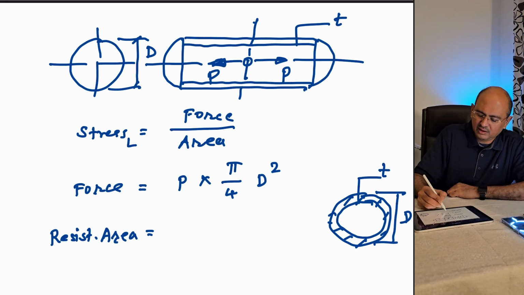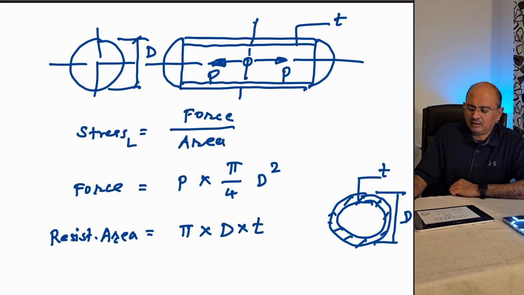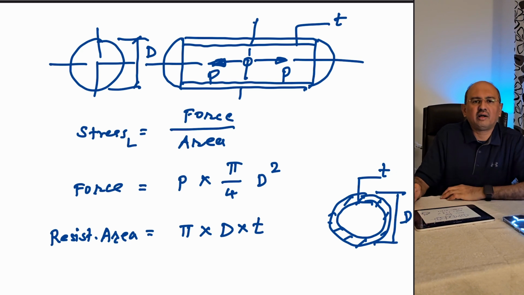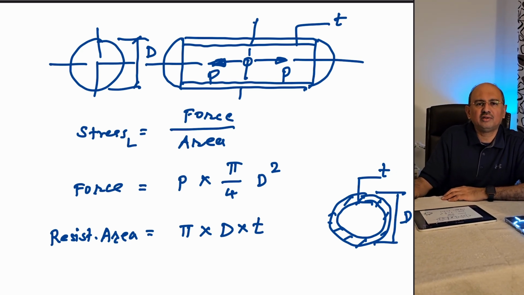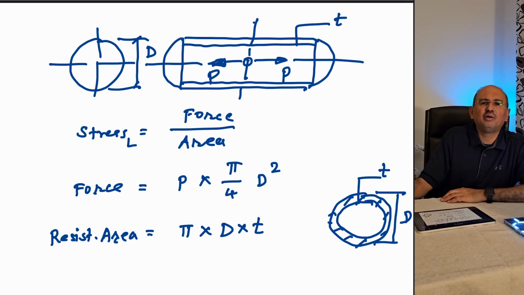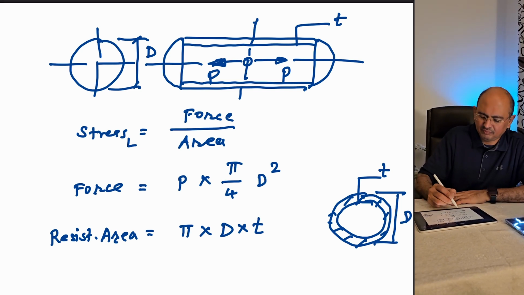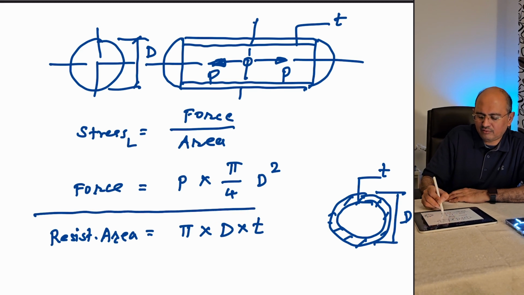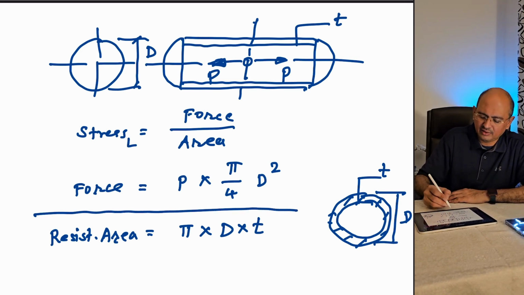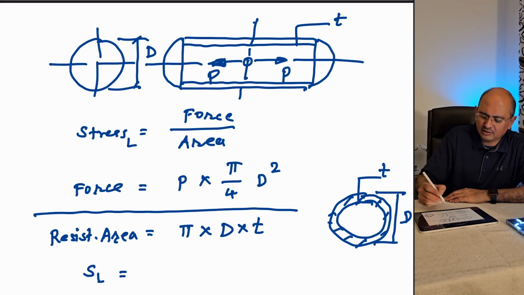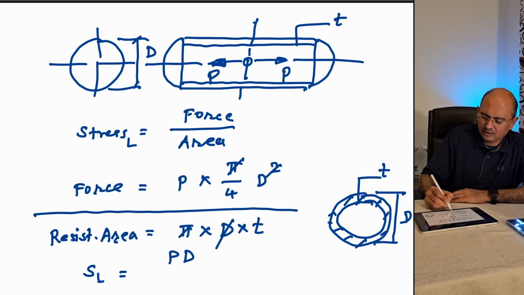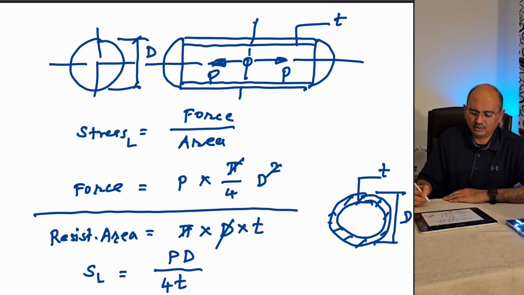Okay, so the resisting area will now be pi into D into T. For calculating the area of a ring, this is the simplified formula, which is pi dt. For simplicity we are going to take OD instead of average D. So as usual, force upon area, resisting area, will give us the stress in longitudinal direction, which is nothing but PD upon 4T. Okay, so this is the longitudinal stress of the pipeline.